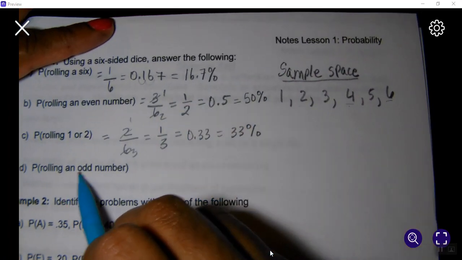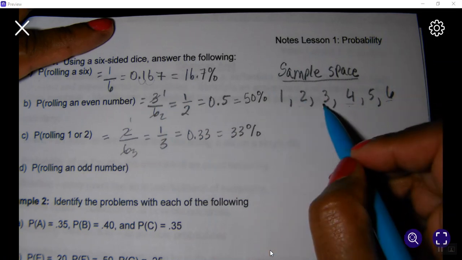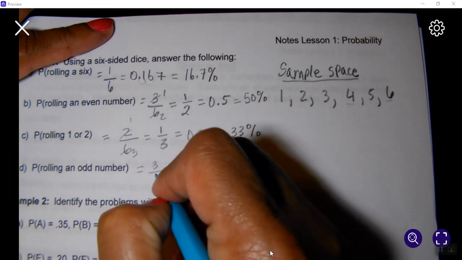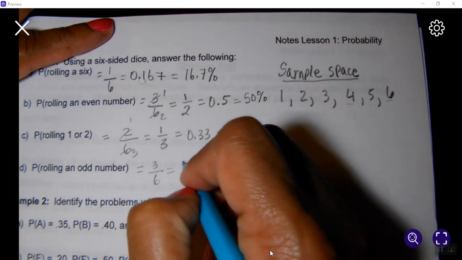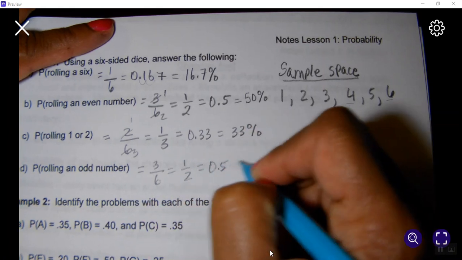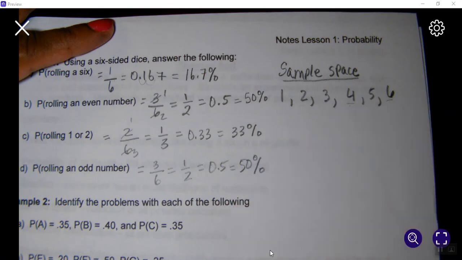What about rolling an odd number? So there's 1, 3, 5, so this is the same as rolling an even, right? 3 out of 6, which is the same as 1 out of 2, which is 0.5, which is the same as a 50% chance.